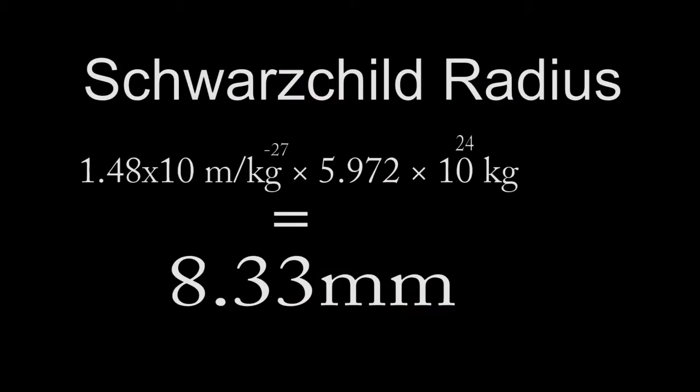For instance, Earth. If you take the mass of our own Earth and you multiply it with this value, it becomes 8.33 millimeters. Which means a size of this. If you decrease the size of Earth to this much, it becomes a black hole. Fortunately, there is no known way for us to decrease the size of Earth to 8.33 millimeters to make it a black hole. It is not possible. But what about a star?